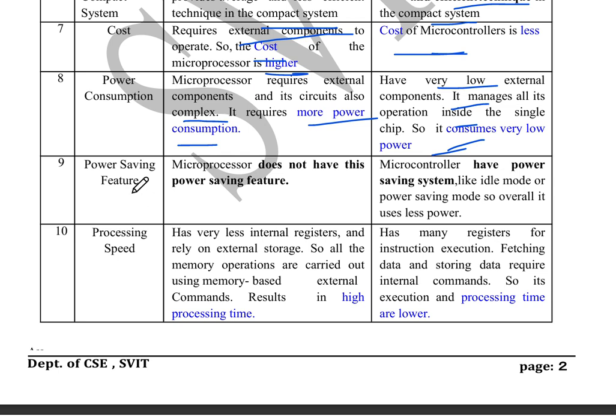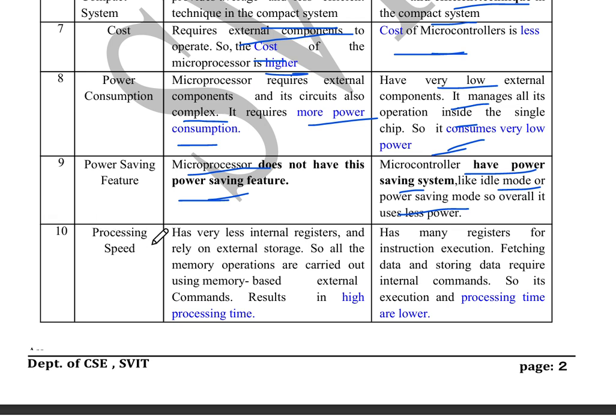And power saving feature. In a microprocessor, there is no feature that helps in saving power. But microcontrollers have power saving systems like idle mode or power saving mode. Overall, it leads to less battery consumption.